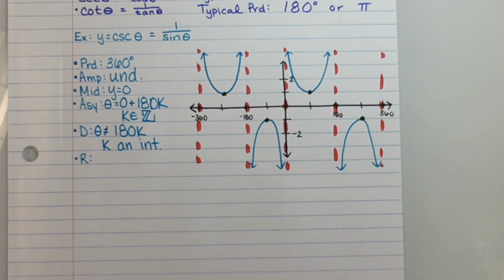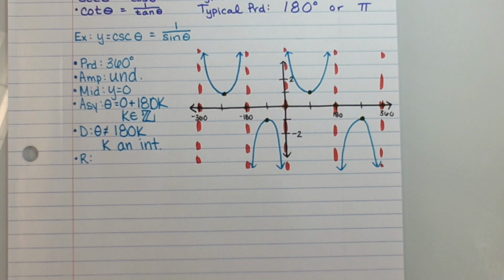Okay, range looks a little different. Range talks about how the graph goes upwards or downwards, making sure it hits everything in between. Would you agree that my graph goes infinitely upwards? Would you agree it goes infinitely downwards? But there's a gap in the middle. Unlike tangent and what will be cotangent, there is a gap in the middle of cosecant and secant graphs. That gap is where the sine function lives, or the cosine function if you're working with secant.